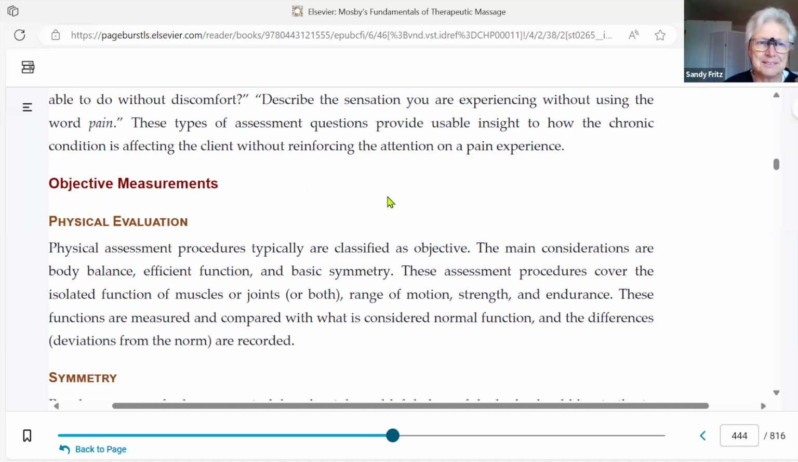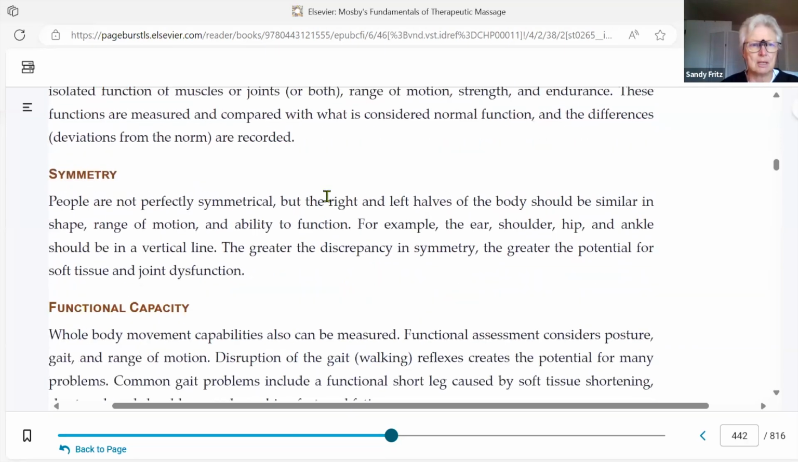Objective measurements are not black and white, or they're not as factual because they are open to interpretation. So what I might see might not be what Luke sees, might not be what you see. So what I feel, what I measure might not be the same. So we need to also qualify these objective measurements.